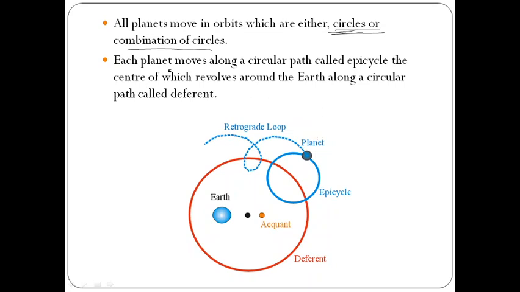Each planet moves along a circular path called an epicycle, the center of which revolves around the earth along a circular path called the deferent. So as you can see here, the planets are not just moving right through a circular path. There are two circular paths here. One is the epicycle. Each planet will be moving first along the epicycle, and this epicycle will be moving through a circular path called the deferent. So let us watch the motion of planets through these two combinations of circular paths, the epicycle and the deferent.